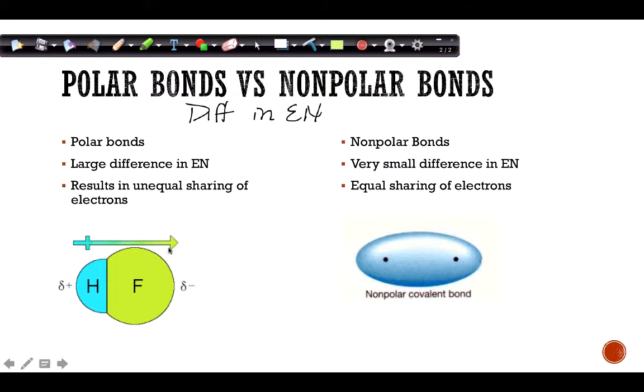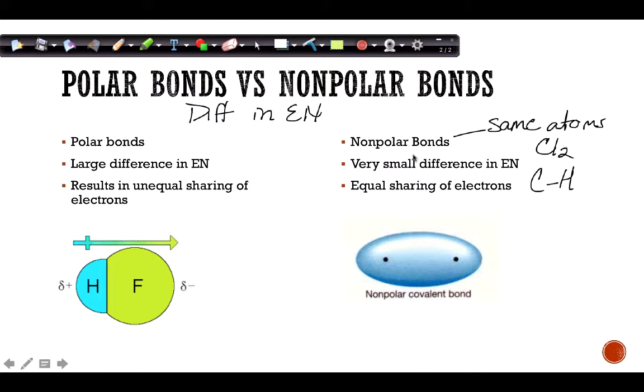Now a nonpolar bond, there's a very small difference in electronegativity, if any, and there's an equal sharing of the electrons. So nonpolar bonds usually happen with the same atoms. So if I have Cl2, it also happens between a CH bond. These are not polar at all. So these atoms will share the electrons equally.